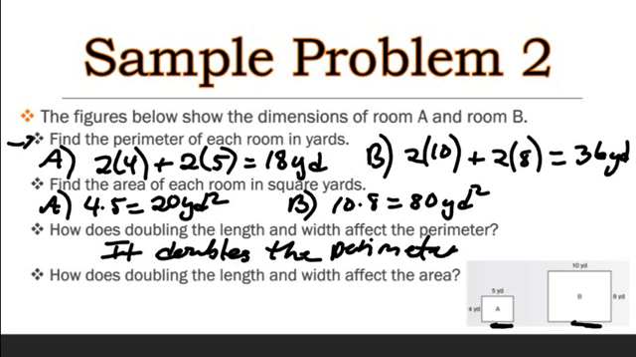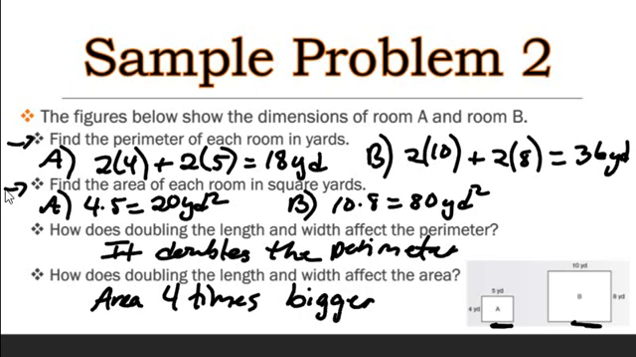And the next part, how does doubling the length and width affect the area? Well, if we look at the second part here, box A, or rectangle A, was 20 square yards, and box B was 80 square yards. So doubling the length and width means that the area is 4 times bigger in the second one. So doubling the length and width affects the area 4 times.